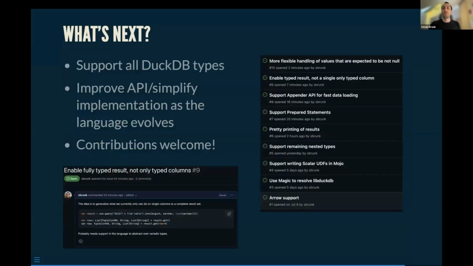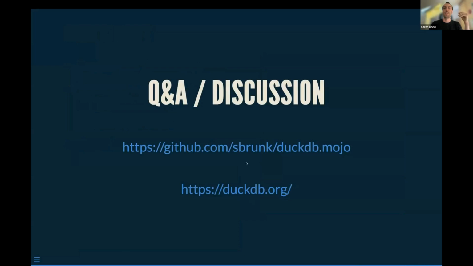So what's next? Of course, we want to support all DuckDB types and improve the API as the language evolves. Especially, I think there are interesting things for these typed outputs, not only for a single column, but really turning a result into a typed result with all the expected types. But I think we need a little bit more in Mojo, with abstracting over variadic types and maybe also generic traits and things like this. If you're interested, you can go to the GitHub or just ask in Discord. Okay, that's it from my side.